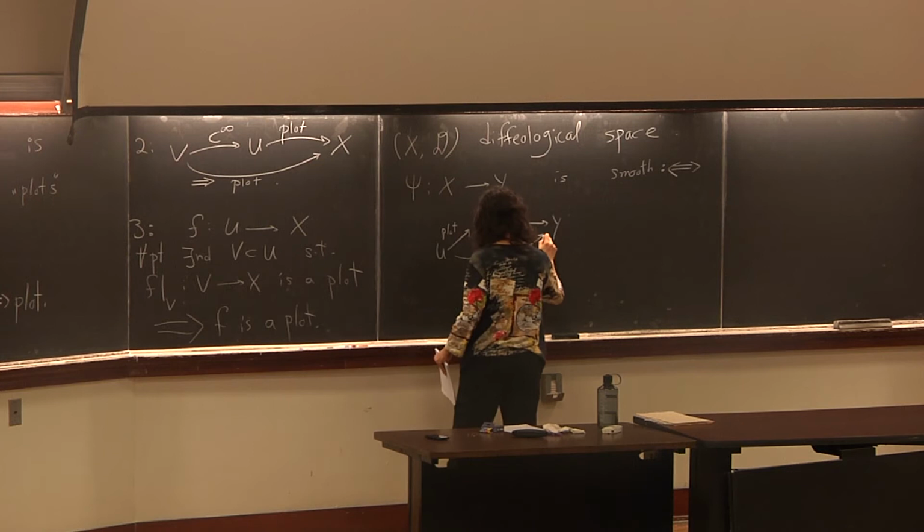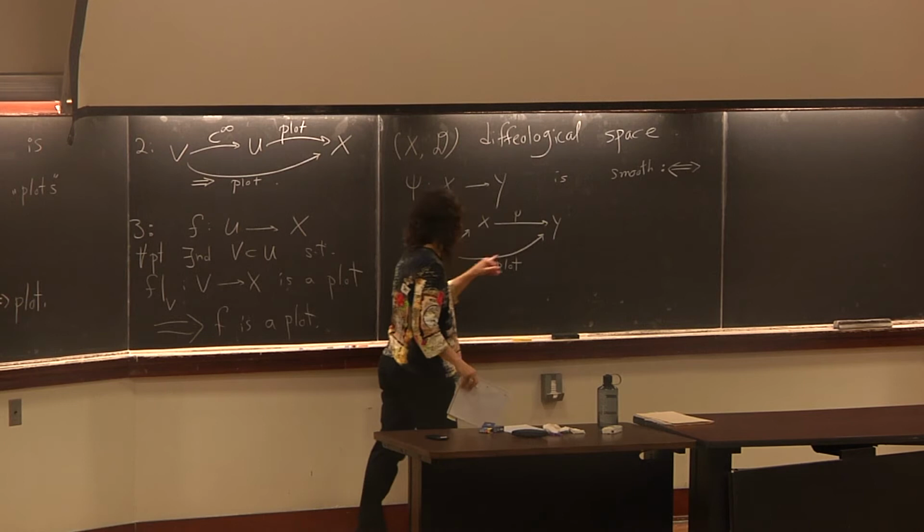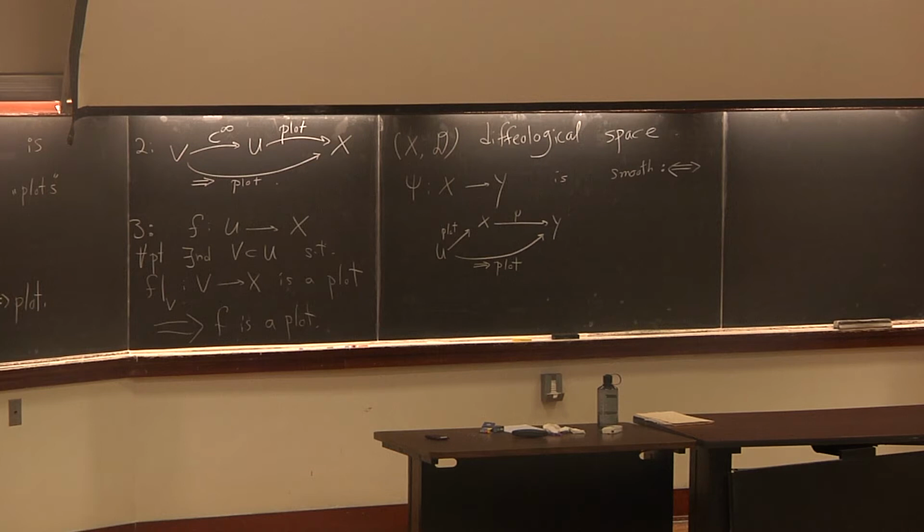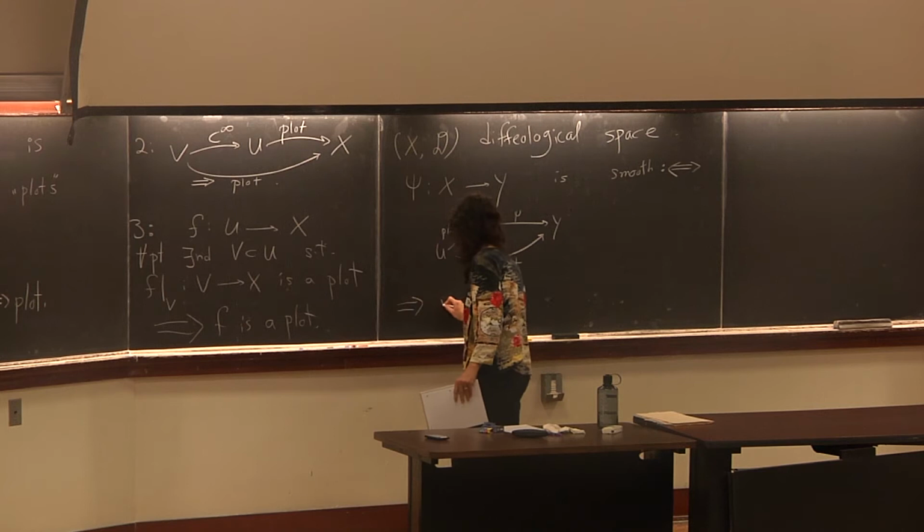A map is called smooth if and only if its composition with every plot of the domain is a plot of the target. Composition of smooth maps is smooth. You get a category of diffeological spaces. You have a good notion of diffeomorphism, just an isomorphism in this category.